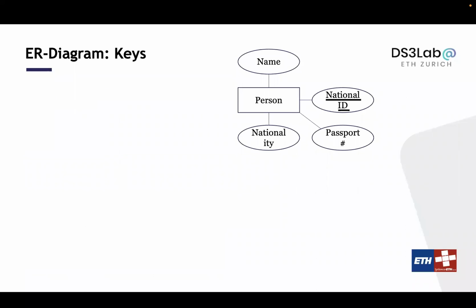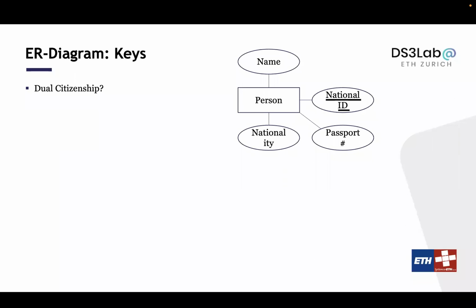So let's look at another example. Assuming you have the same entity set and the same collection of attributes, and I say in this application, national ID is the primary key. So what about one person having, for example, two citizenships, belonging to two nationalities? Then potentially this person can have essentially two different national IDs.